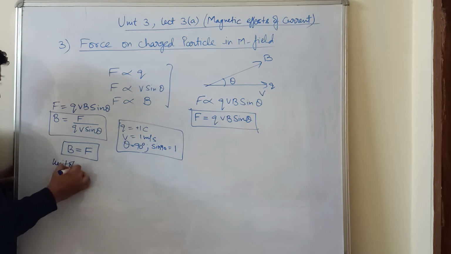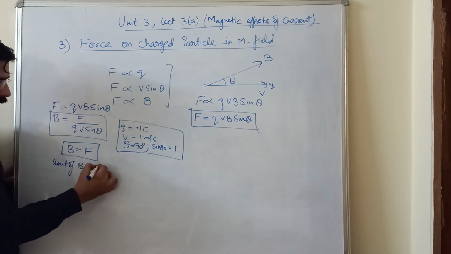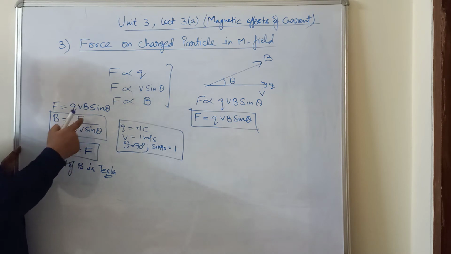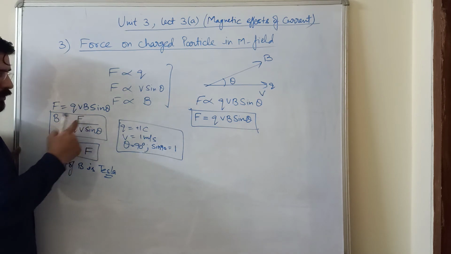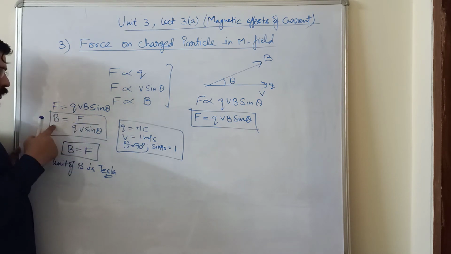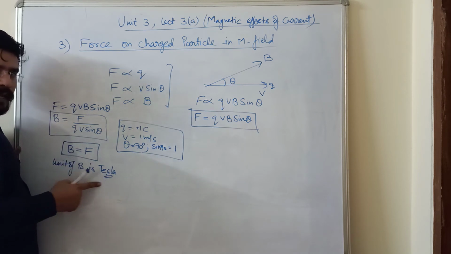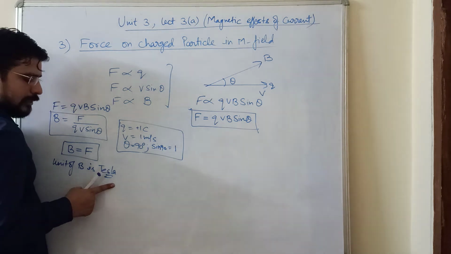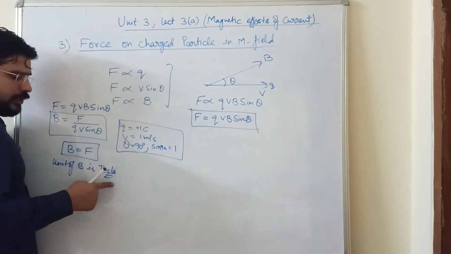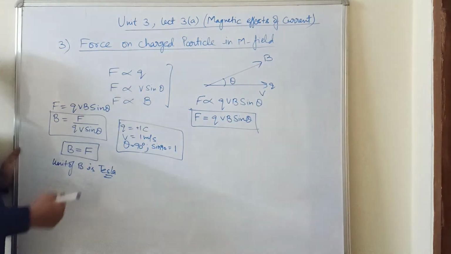The unit of magnetic field is Tesla, and you can write it as Newton per Coulomb meter second, or Newton second per Coulomb meter. That is also the unit of B, but that is collectively known as Tesla, like 1 Newton per meter square is known as Pascal. It is named after the great physicist Nikola Tesla.